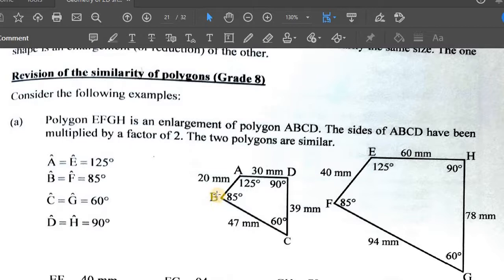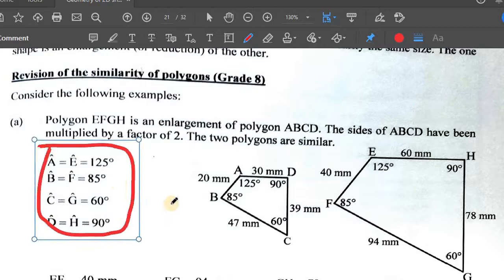For example, now let's look at angle B. B is 85, F is 85. Let's just go around really quick, right? 85, 25, 90, 85, 25, 90. Then we got 60 at the bottom. So the angles, what can we conclude? The angles are the same. That's what they're telling you here, that the angles are the same. Angle A is equal to angle E. Angle A is 125, angle E is 125, right?